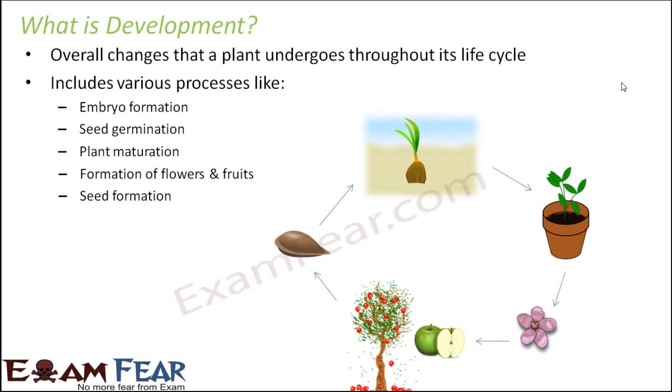So development will always refer to all these different processes which are part of the life cycle of a plant. But when we talk about growth, it just means some particular parameter is increasing with time. So that is referred to as growth. Please remember that growth is just one part of development. So let us quickly have a comparison between growth and development.